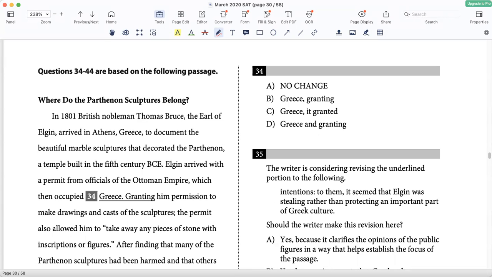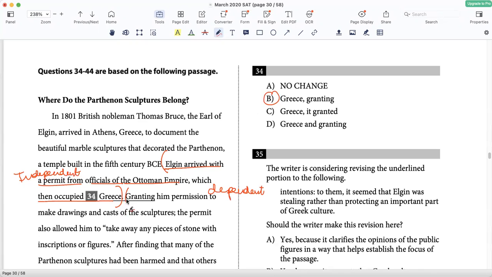So here I have the sentence, Elgin arrived with a permit from officials of the Ottoman Empire, which then occupied Greece, granting him permission to make drawings. So I can see that this part is an independent sentence. And this part is the dependent clause. So when I join an independent sentence with the dependent clause, I need to have a comma between them. So the answer should be B.